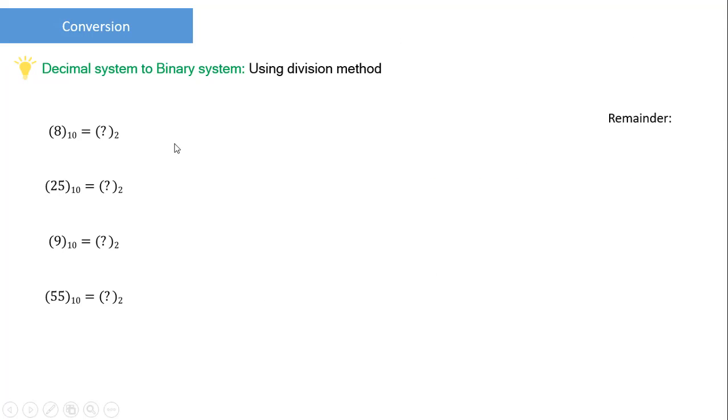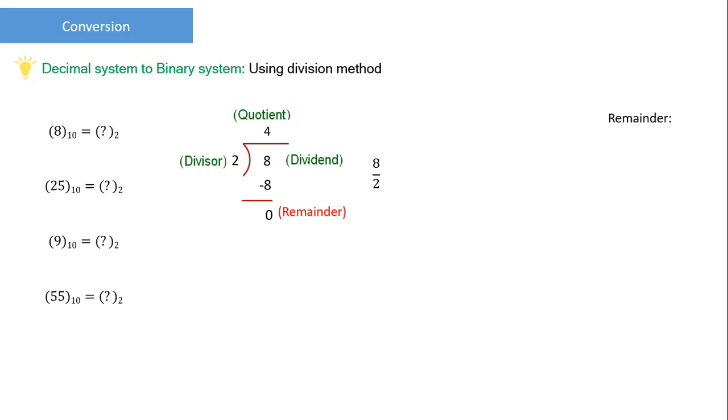So now let us find out the conversion of the decimal system into the binary system. Before starting, let me give you a very small piece of information. If we divide 8 by 2, then the terminologies are: this 2 is known as the divisor, 8 is known as the dividend, this 4 is the quotient, and in the end what we get is known as the remainder. So this is something which you should know.